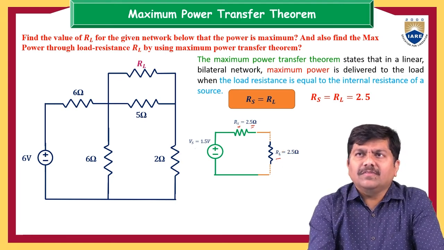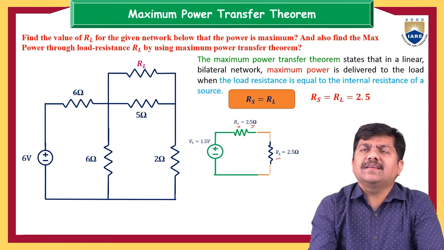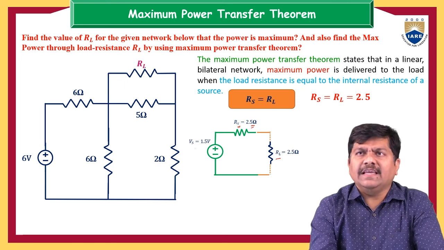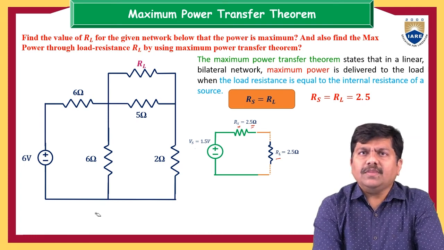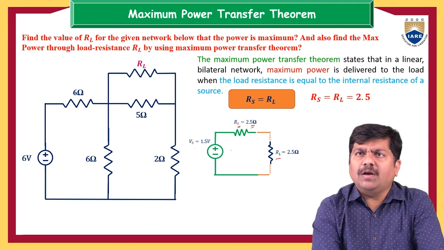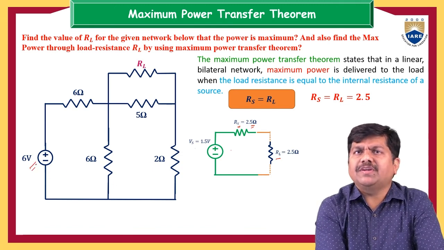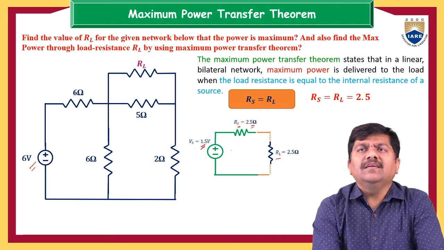Thus we have determined the value of load resistance based on the condition given in this problem: we have to find the load resistance such that the power supplied by the source voltage, the 6 volts, is maximum. In order to simplify this entire network to its simplest form, the voltage source also changed its magnitude from 6 volts to 1.5 volts. We achieved this with the help of Thevenin's principle.